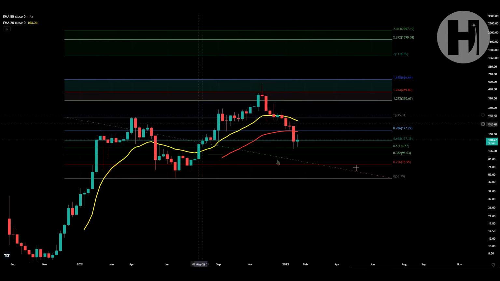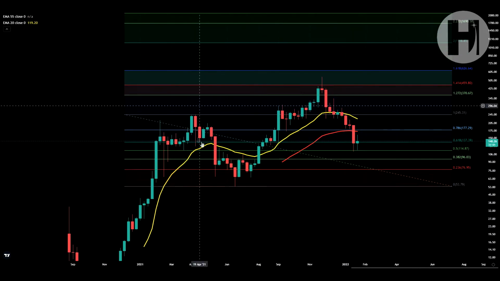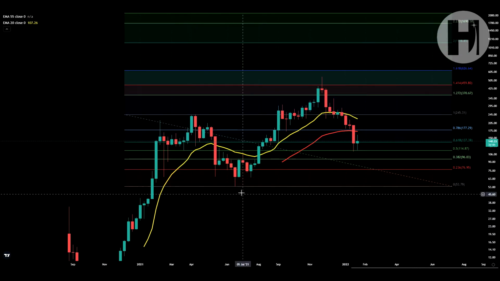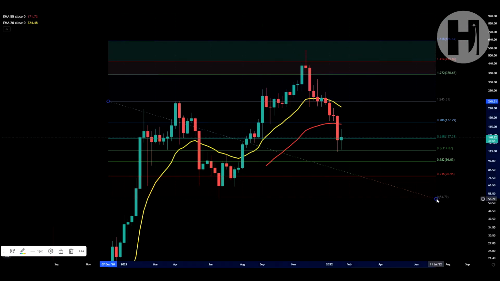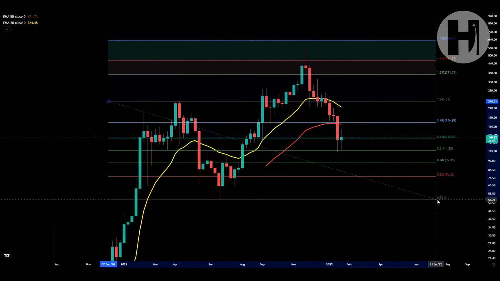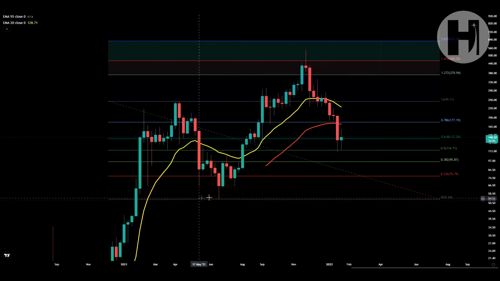Now, if we jump into the market, on the weekly chart over here, you can see that I have set up a Fibonacci retracement with this swing low over here that we had in June. I'm just going to make sure that's on point with the swing low. There we go. So that's our swing low, and this is our swing high.